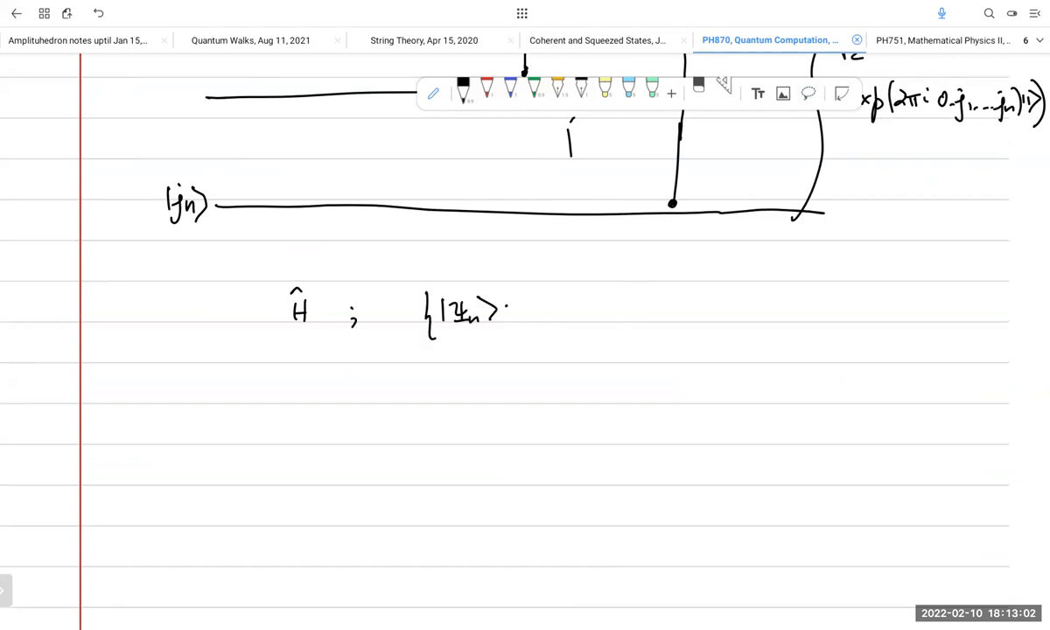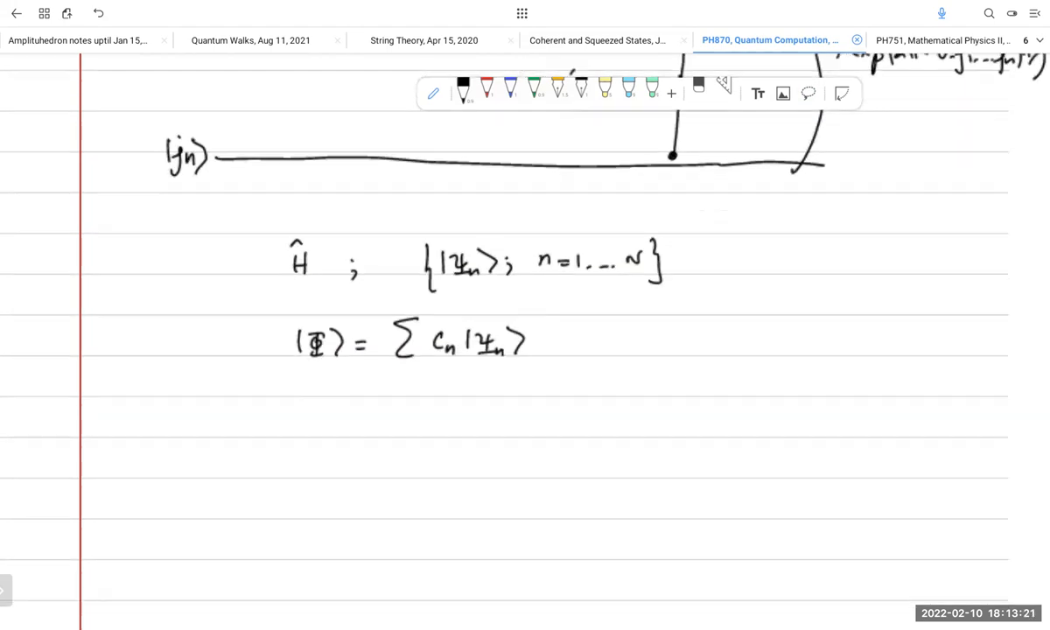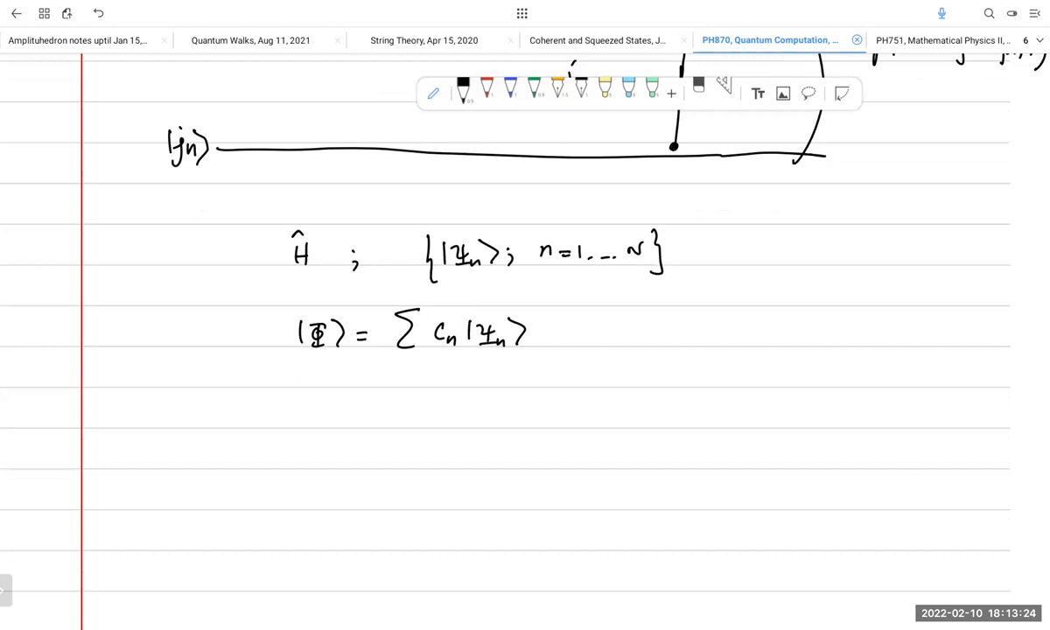Right, n goes from 1 to N, where capital N is the number of states in your Hilbert space. So you take some arbitrary state, which is some superposition of your eigenstates. Let's ask what happens to this state under time evolution. So what is time evolution? The time evolution operator, this is the time evolution operator, acting on phi.